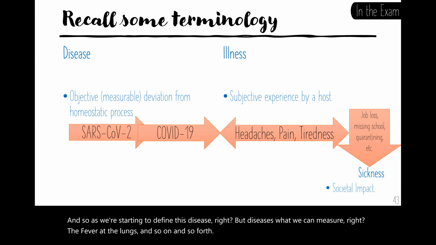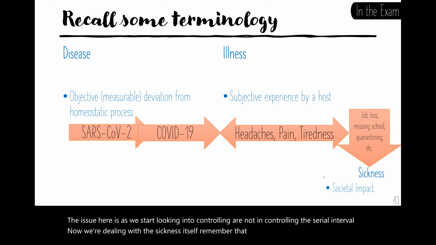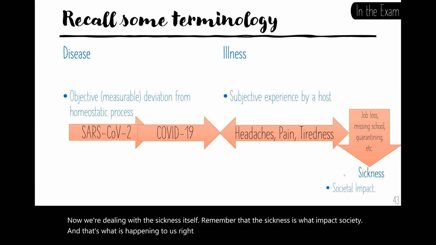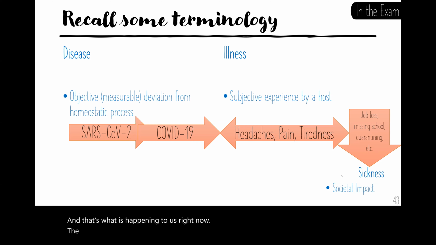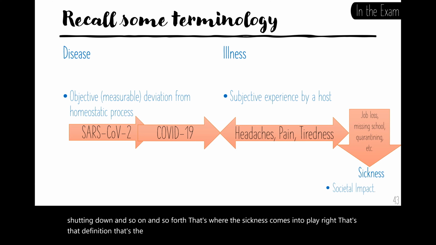The issue here is that as we start looking into controlling R naught and controlling the serial interval, now we're dealing with the sickness itself. Remember that the sickness is what impacts society, and that's what is happening to us right now, okay? People are losing their jobs, people are not going to school, things are shutting down, and so on and so forth. That's where the sickness comes into play. That's the societal impact that we're seeing.